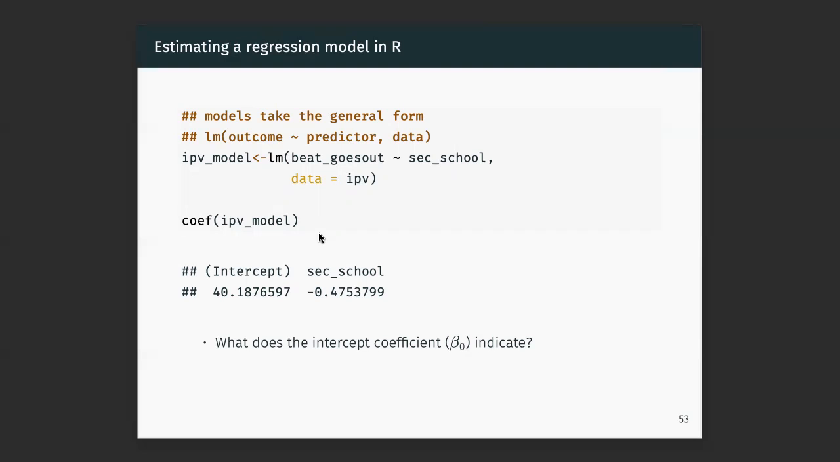And then let's extract the coefficients with coef. So after we've estimated our model here, we've stored IPV model, which is now an object that has a lot of data from this linear regression model. And we're going to pull the coefficients out of it. I have an intercept of 40.18 and a slope of minus 0.47. What does that intercept indicate? What does that intercept tell us?